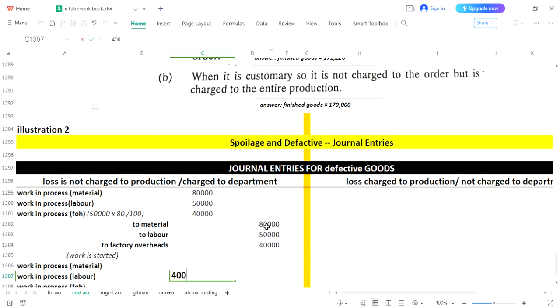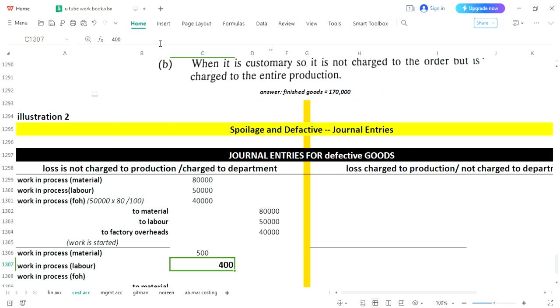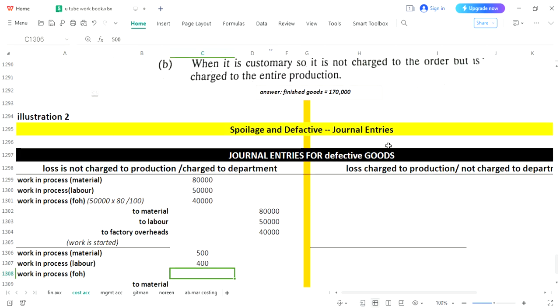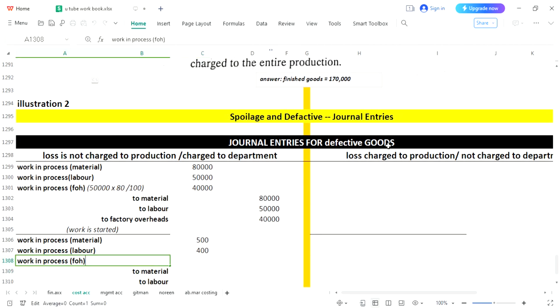So put 400 labor, and then we will be looking forward for amount of FOH, and as we have calculated earlier, we will use a similar tool to calculate amount of factory overhead as well, because what has been said, manufacturing overhead at applied rate, and applied rate is what, 80% of labor. So similarly we will calculate 80% of labor here. Amount of labor is how much? 400, and you need to multiply it by 80%. In this way rework FOH would be calculated.